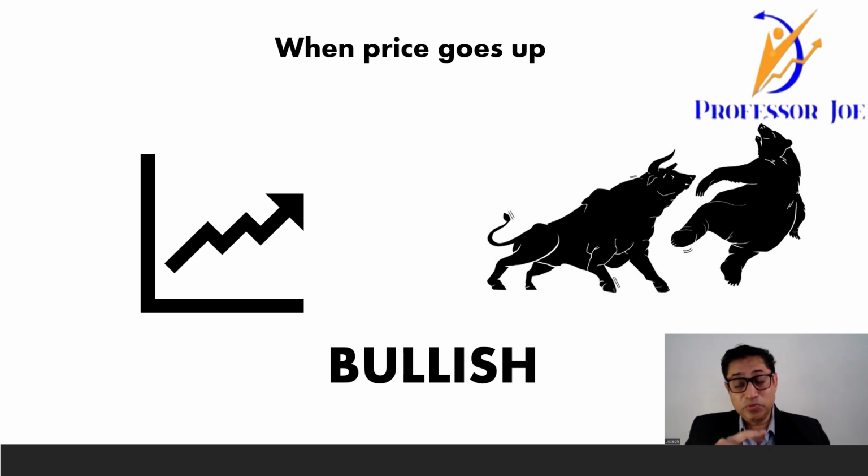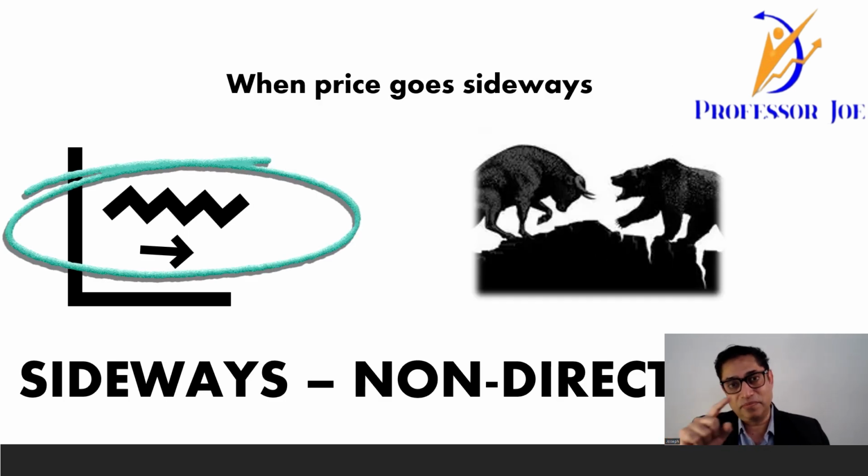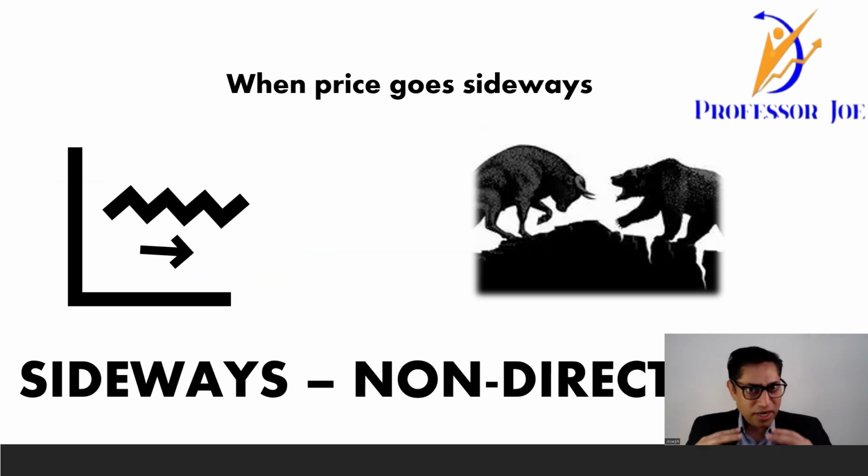And when the price is moving sideways, it is called a sideways market or a non-directional market. Here, there is a tussle between the bulls and the bears, and we are not able to decide who is stronger at this stage, whether the bulls are stronger or the bears are stronger. So it's called a sideways market. So there are three basic psychologies: one is a bullish psychology, one is a bearish psychology, and one is a sideways psychology.